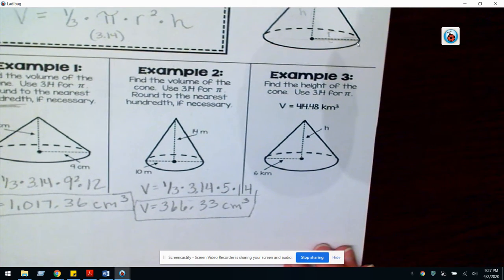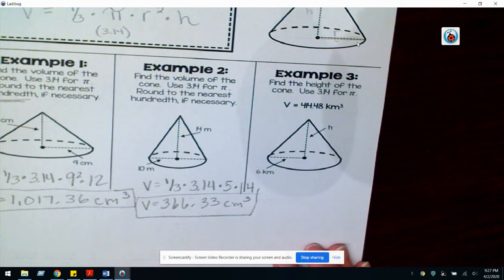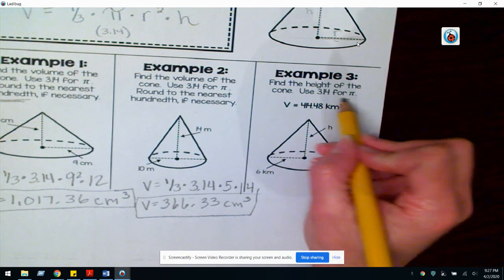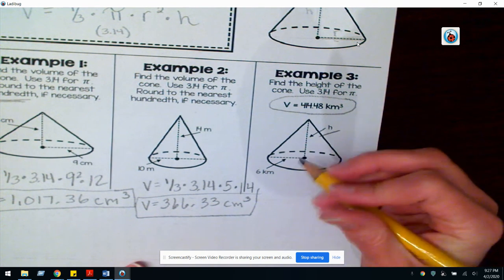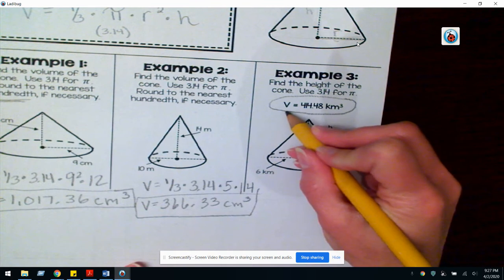Okay, here they're making us work backwards. This one, instead of having us find the volume, they've given us the volume. What do we not know? Looks like the height. So I'm going to use a little bit of algebra here. So I'm going to use, I know V, I know volume.